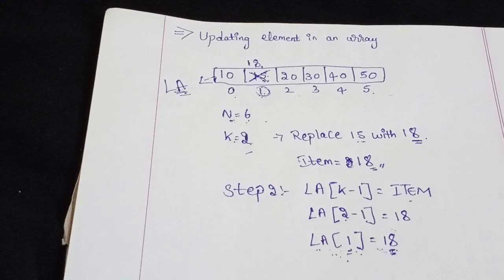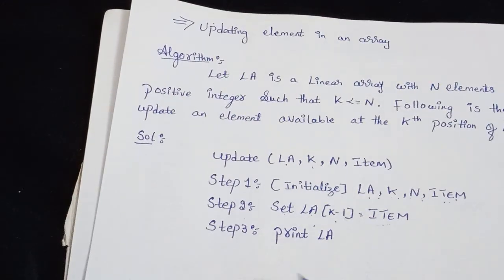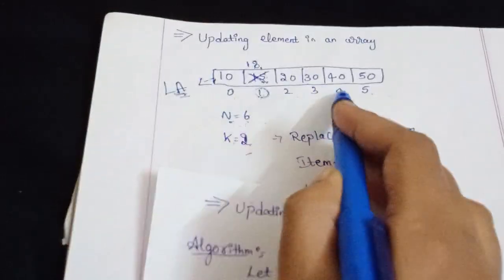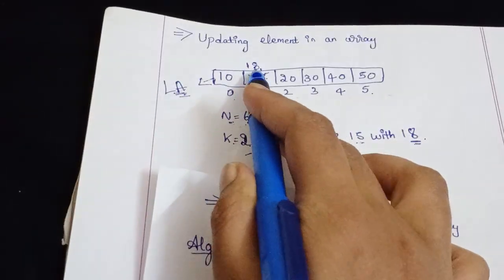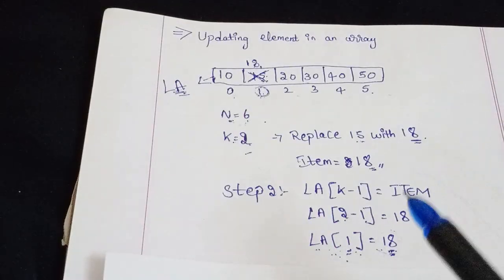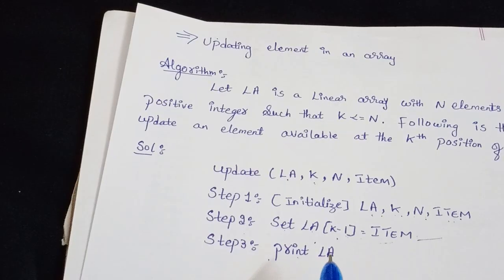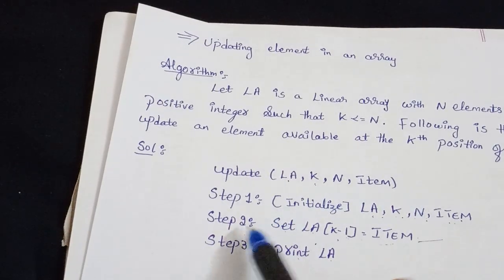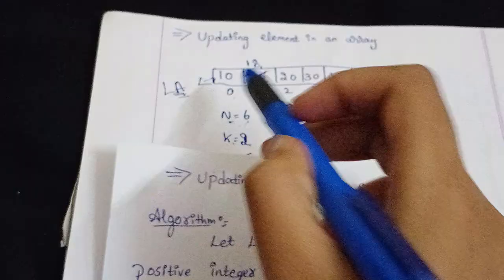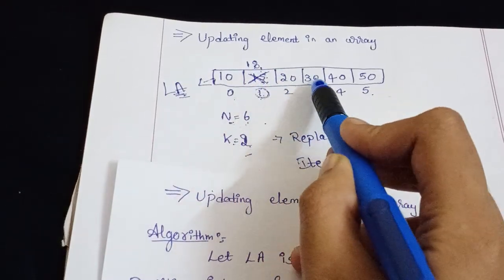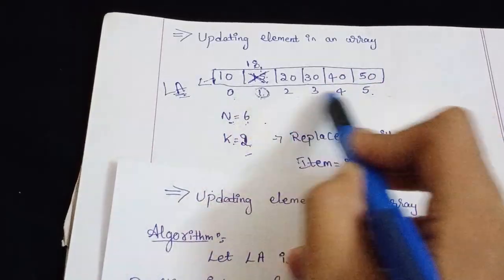So updating is done, then what? Step 3 we have print LA. So in the position of 15 a new element has been added. Updation of an element in an array is done. So step 3, print LA. We have done with step 2 and we got the updated elements in the array, that is 10, 18, 20, 30, 40, 50. We got the new array.